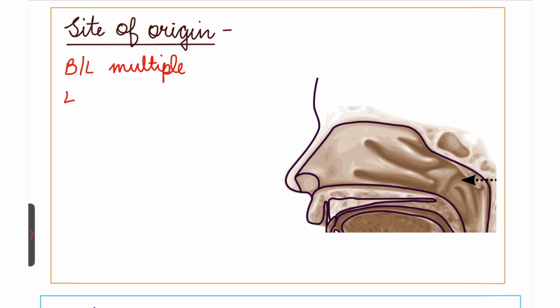They arise from the lateral wall of the nose. This is the lateral wall of the nose. They usually arise from the middle meatus. They appear as multiple and grape-like. The common sites are the uncinate process, bulla ethmoidalis, ostia of the sinuses, and the medial surface and edge of the middle turbinate.